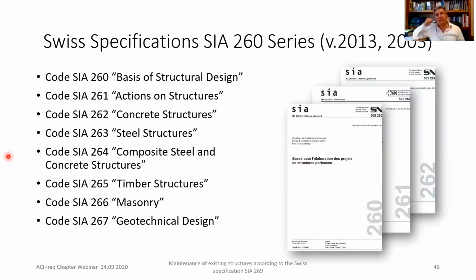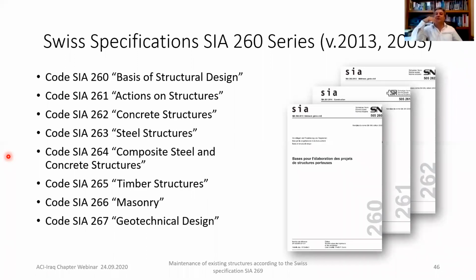Finally, we arrived at the specifications that govern structural engineers. As you have in Iraq, the ACI 318. In Switzerland, we use the SIA 260, which is a whole family of norms, first published in 2003, replacing the old specifications for structural engineers, that was SIA 160. It was the old-fashioned norm.